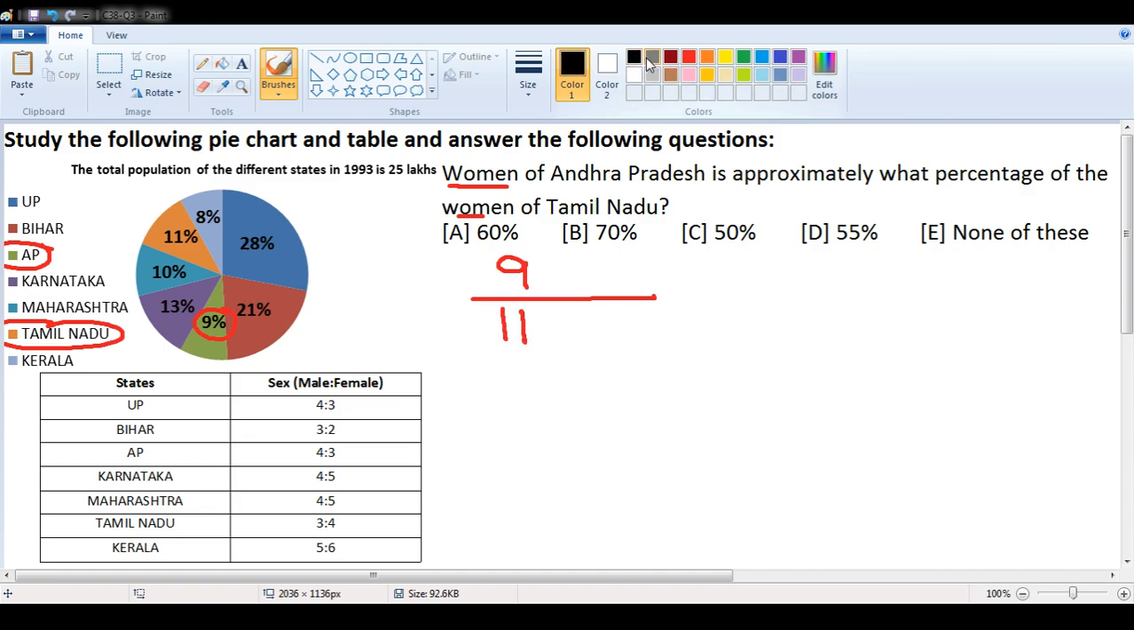But they are talking not about the total number of people, but about women. Now come to the table. Andhra Pradesh is 4:3. Out of total 4 plus 3, 7 units, 3 belongs to women. Tamil Nadu is 3:4. Out of total 4 plus 3, 7 units, 4 belongs to women. Now this 7 will cancel out. This will come as 27 divided by 11 into 4 is 44.